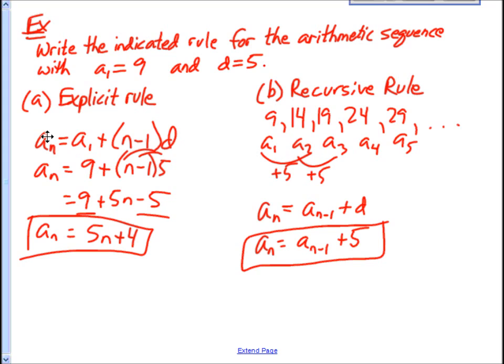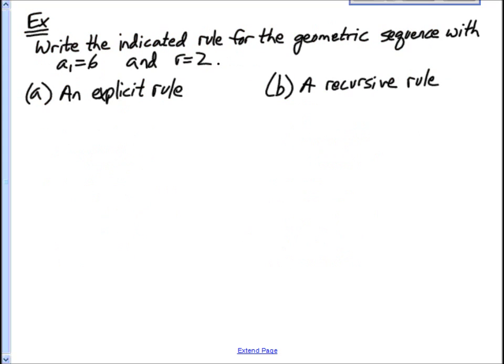Now, if your common difference was a negative 5, of course, that'd be a n minus 1 plus a negative 5, or a n minus 1 minus 5, right? So the sign is important there on your common difference. Okay. All right, what about for a geometric sequence? Probably could have predicted we're going to jump to that here.